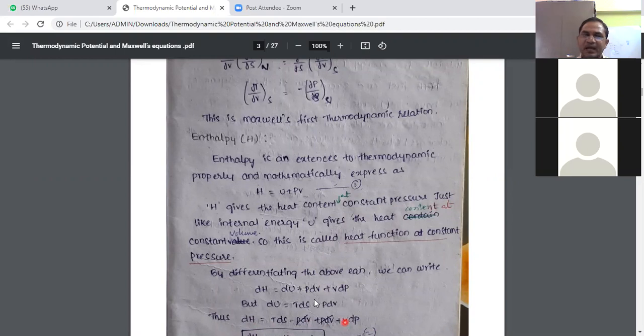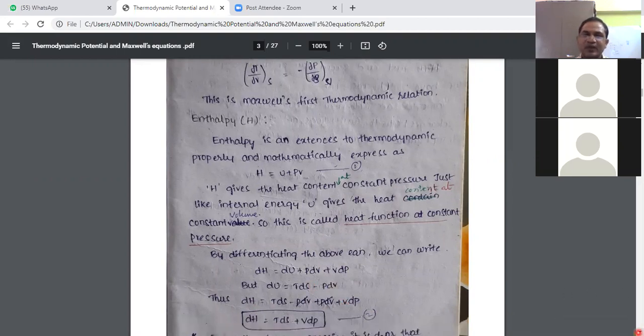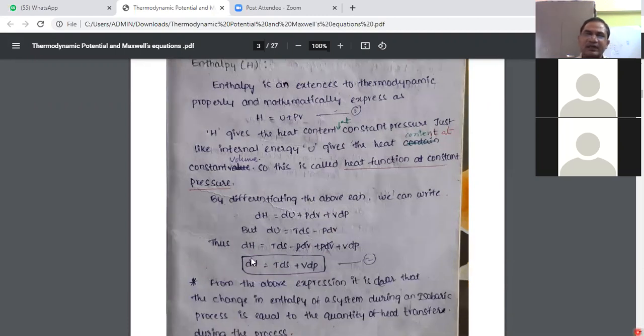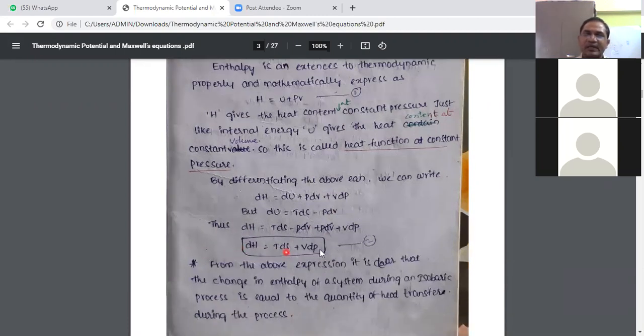Am I right, sir? Minus PdV plus PdV cancel now. So then what is left? dH is equal to TdS plus VdP. This is equation 2. So this is the required expression.